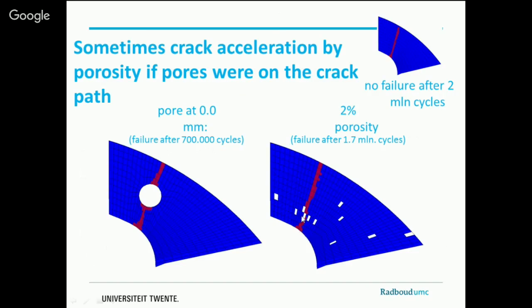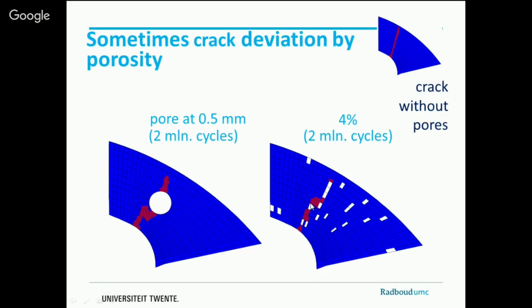And here you also see a pore on the crack pattern, on the crack track. After 1.7 million loading cycles, a complete crack. So if it is on the track, it is accelerating failure, because cement fails basically if it's completely cracking. If it's off the track, it is diverting the crack.